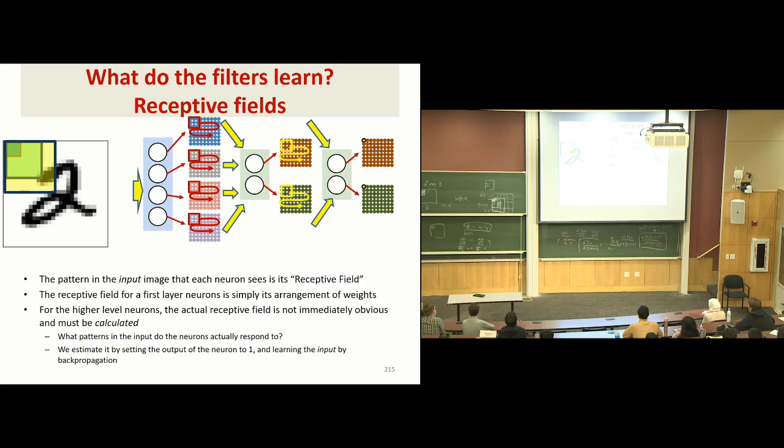What do the filters actually learn? These are what we call the receptive fields. The patterns in the input that each neuron sees is the receptive field. For the neurons in the first layer, it's very obvious. You can just look at the weights and you know what patterns it finds. But for neurons in the subsequent layers, finding out what pattern it fired in response to actually has to be computed and is typically specific to the input. Different inputs will make the neurons in subsequent layers fire for different patterns, right?